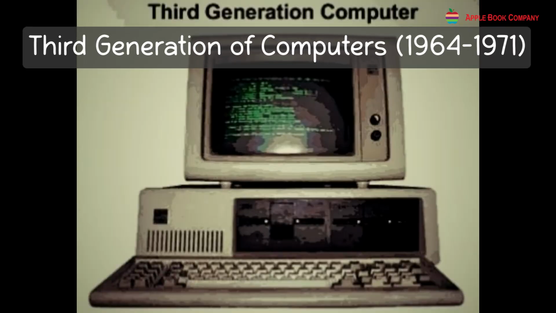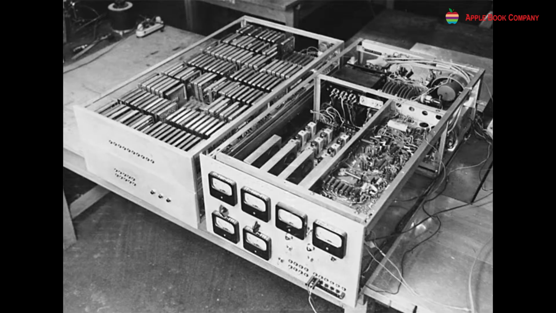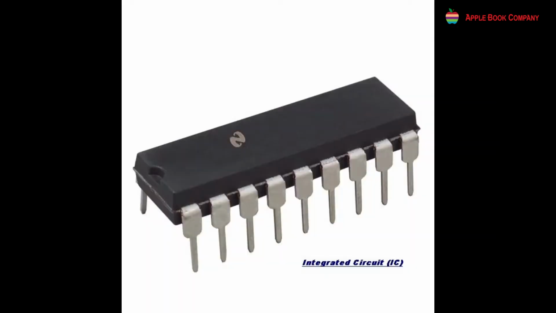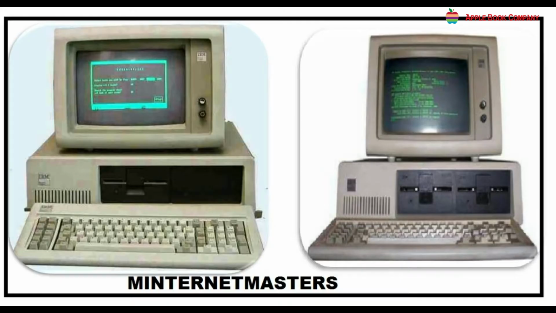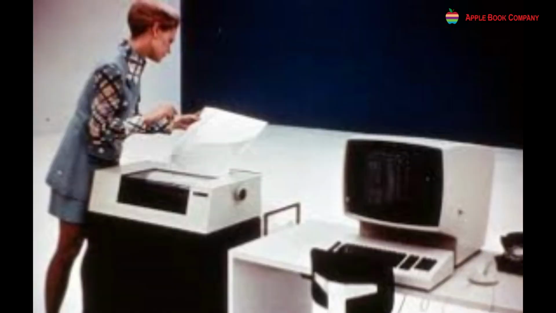Third generation of computers, 1964 to 1971. Third generation computers introduced integrated circuits, ICs, also known as microchips. These chips combine multiple transistors into a single silicon chip, further reducing the size and cost of computers. Keyboards and monitors replaced punched cards and printers for input and output.